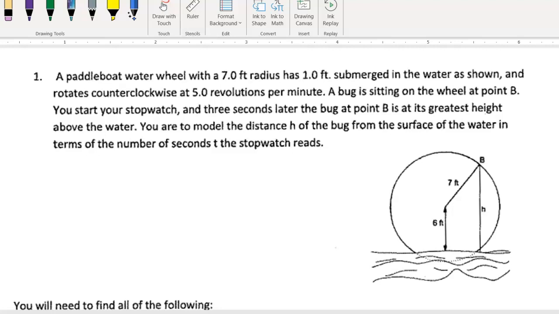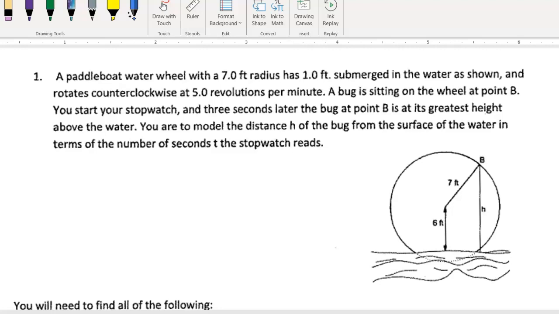So it says a paddle boat water wheel with a 7-foot radius has 1 foot submerged in the water as shown and rotates counterclockwise at 5 revolutions per minute. A bug is sitting on the wheel at point B. You start your stopwatch, and 3 seconds later, the bug at point B is at its greatest height above the water. You are to model the distance h of the bug from the surface of the water in terms of the number of seconds the stopwatch reads.